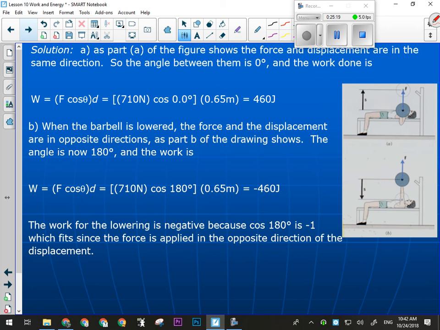All right, so like we said, the work lowering is negative because essentially the energy is now being lost from the barbell on the way back down. So we're not saying that work is a vector, it's not, but work can be I gave it or I received the energy. And that's where the positive and negative comes in.